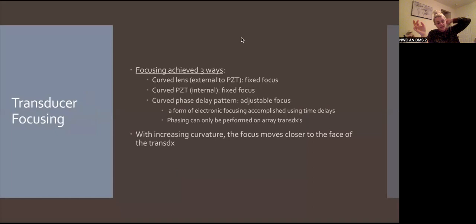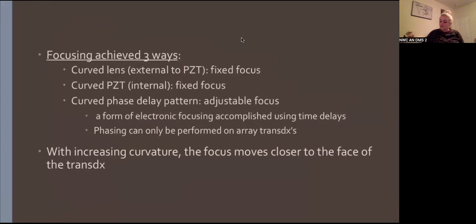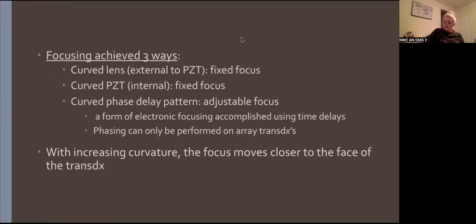We know that we need to focus our sound waves. Bob is going to have to figure out how to focus them. And so he has three options. There's going to be a lot of threes here. So we're talking about focusing. Number one, Bob can use a curved lens. The curved lens is placed on the outside of the PZT, right? And it is considered a fixed form of focusing.